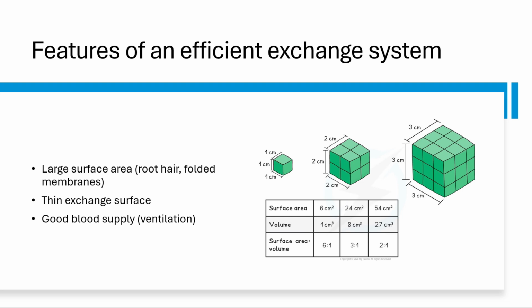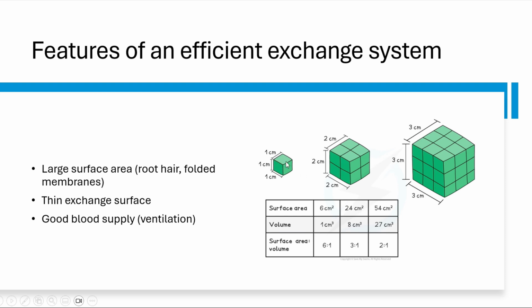Another thing is a thin exchange surface. You need to provide a short diffusion pathway. In order to do that, the wall has got to be thin, and if it was thick, then it's not going to move through that fast. It also has to have a good blood supply, so good ventilation, which allows the blood to come through quickly and get ventilated. You get me? Cool.